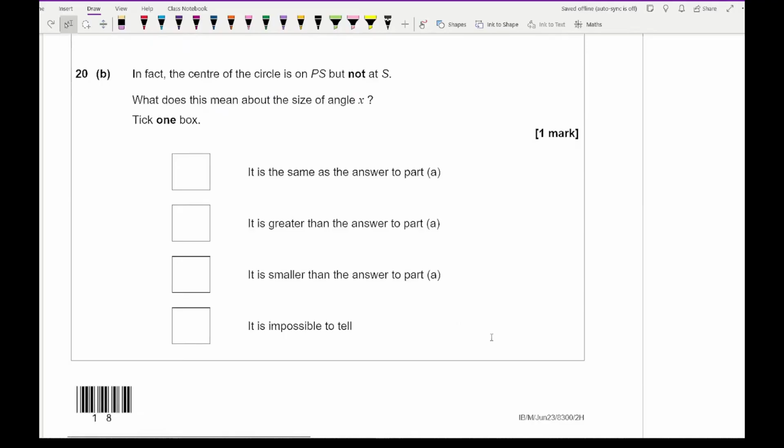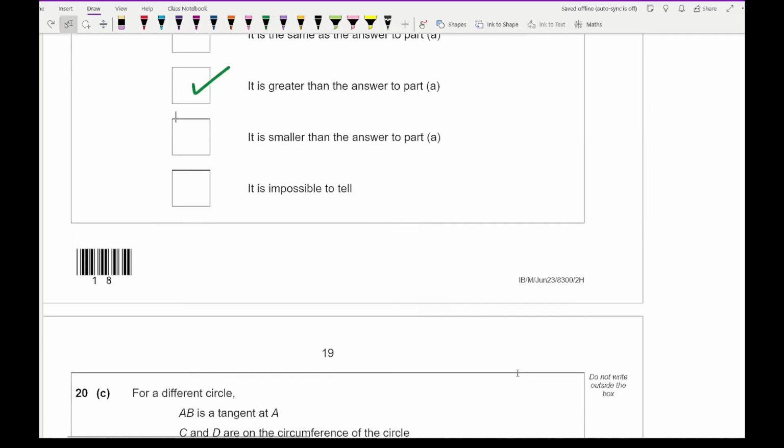It then says, in fact, that the centre of the circle is on PS, is not at S. What does this mean about the size of angle X? And therefore, if the centre of that circle is not at S, then it's going to be greater than our answer in part A.